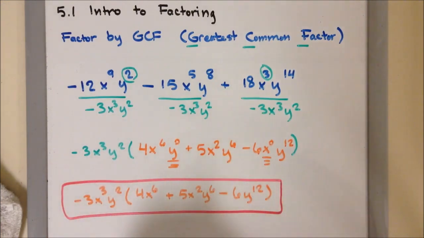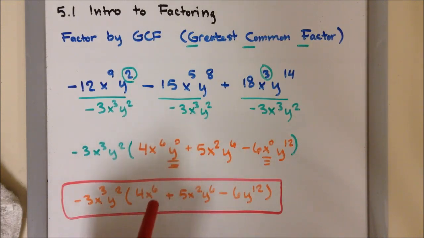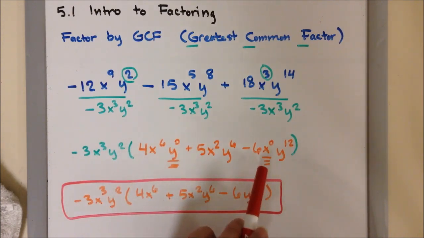So again, anything to the 0 power is just changed into 1. And I don't need to write the 1 next to it because nothing's going to change. So x to the 0 power became 1. It won't change, and it just becomes 6 y to the 12th. That's all you have to do.